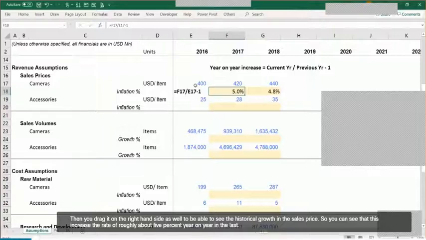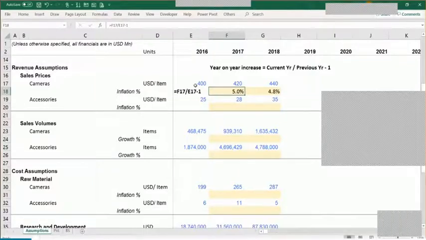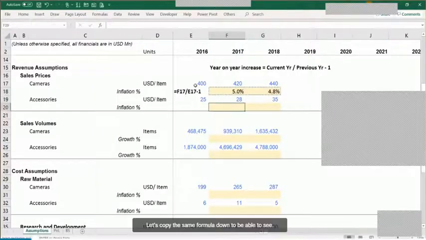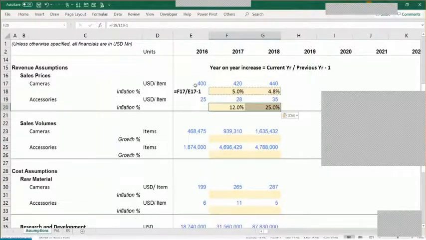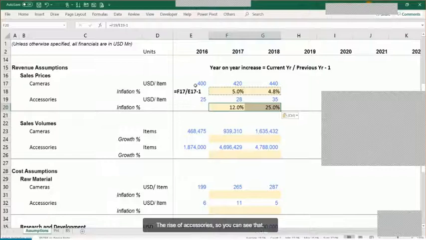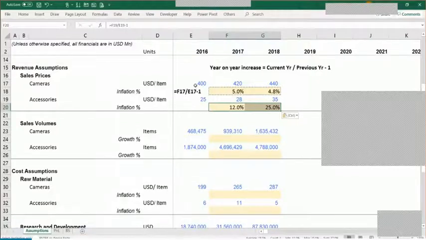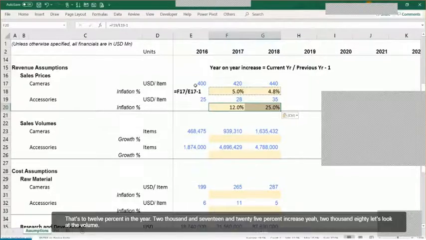in the sales price. You can see that it has increased at a rate of roughly 5% year on year in the last 2 years. Let's copy the same formula down to see the increase in the price of accessories. You can see that it has increased drastically: 12% in the year 2017 and a healthy 25% increase in the year 2018.